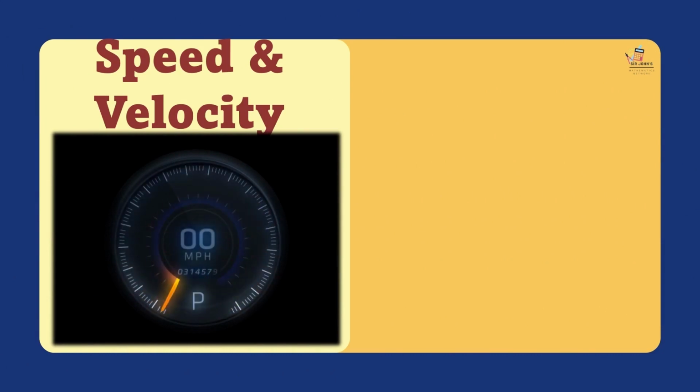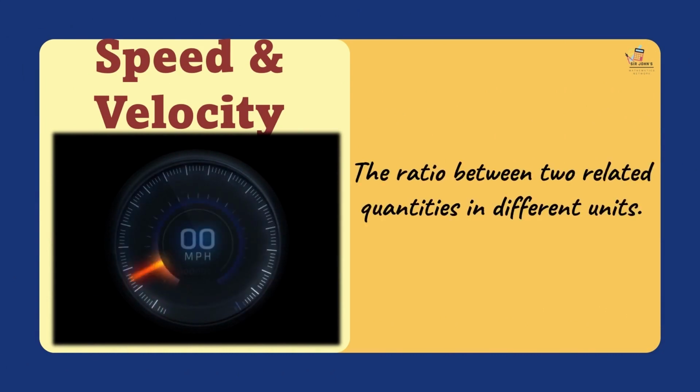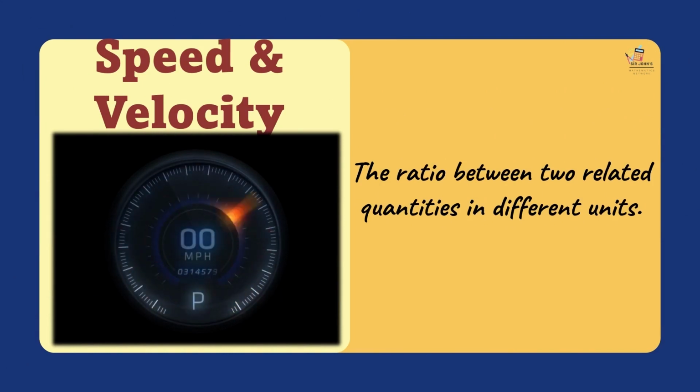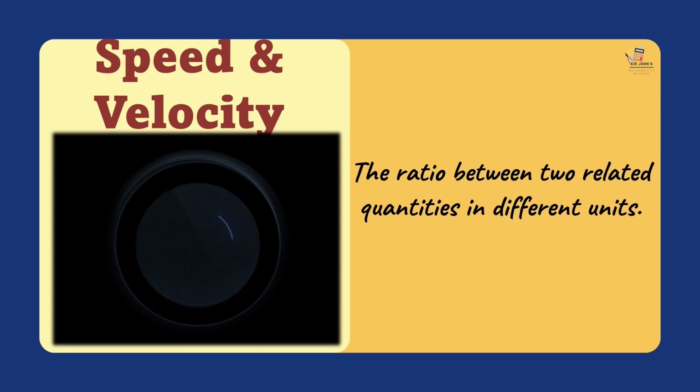Speed and velocity. Speed and velocity is the ratio between two related quantities in different units, or simply the ratio of the distance traveled to the time taken to cover that distance.